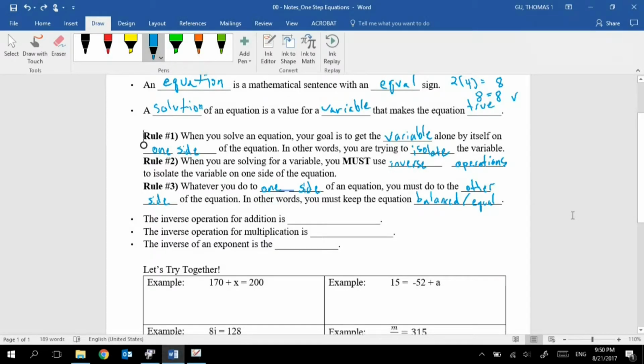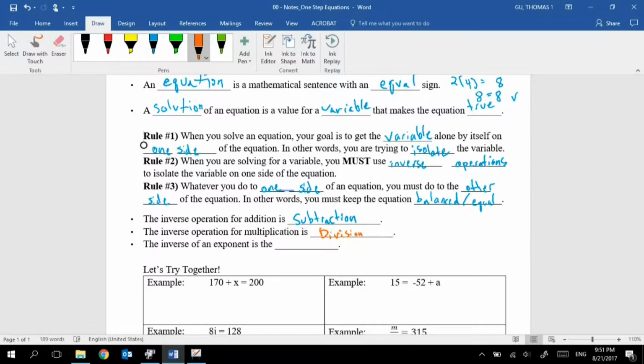Alright guys, we're almost done with these notes here. So finally, the inverse operation for addition is, remember, what does inverse mean? It means opposite. So what's the opposite operation for addition? If you said subtraction, then you are right. Subtraction. Alright, next up, we have the inverse operation for multiplication. What is the opposite of multiplication? If you said division, then you are right.